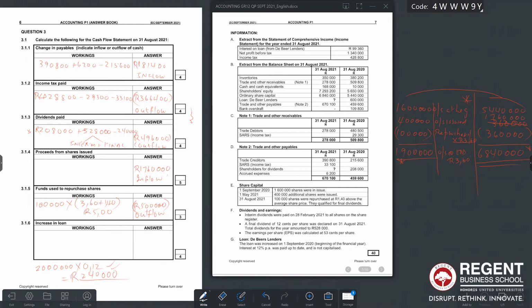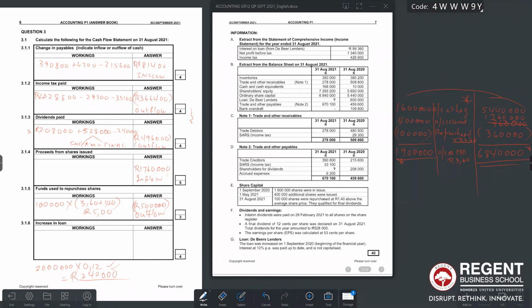The 99,360 is equal to the 12% for the year. So how much was that figure? Yes, I'm looking for the 100%. Some of you are quite sharp. Very well done, Temba. Well done to you.